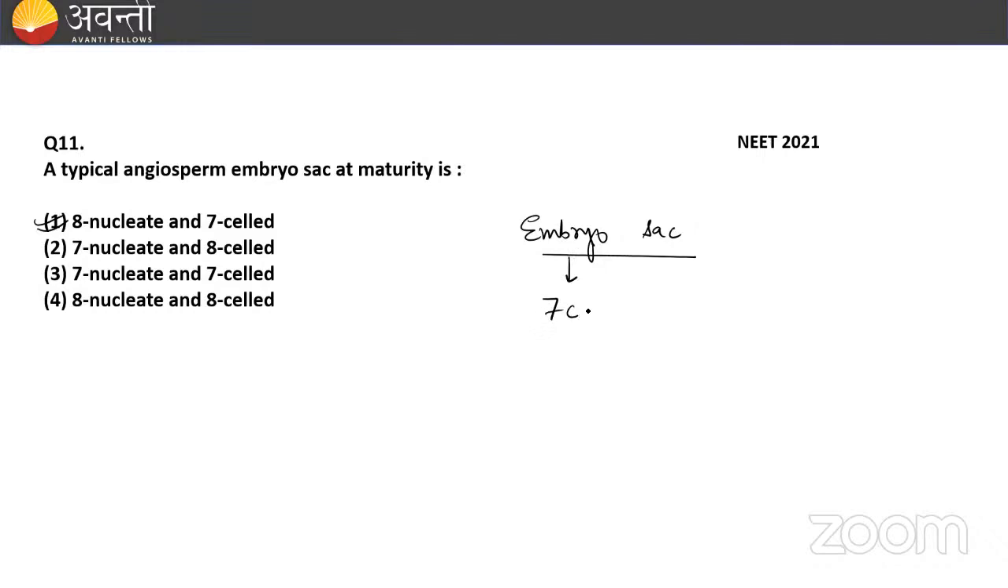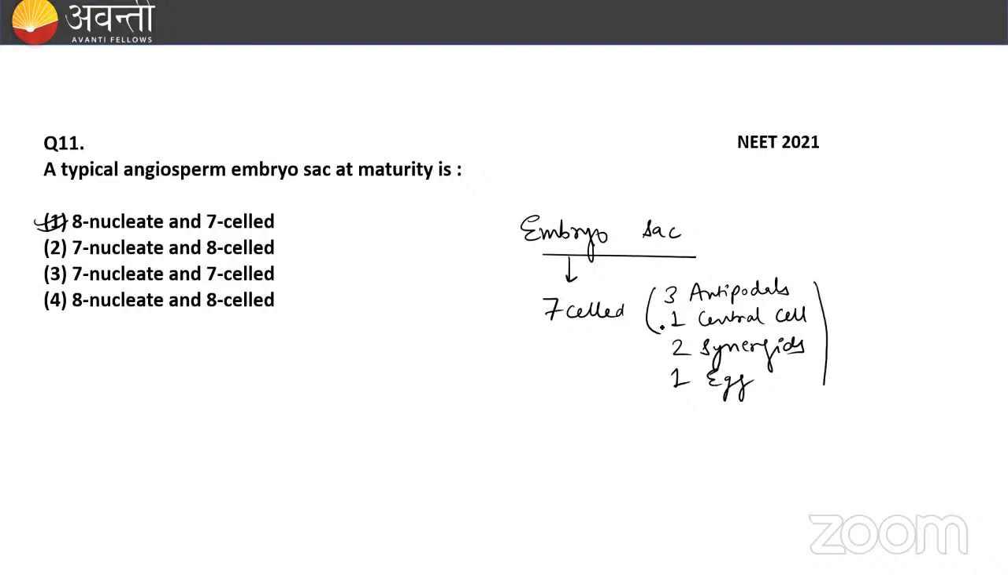So the embryo sac consists of 7 cells. Those 7 cells are 3 antipodals, 1 central cell, 2 synergids, and 1 egg cell. In total there are 7 cells and 8 nuclei, because the central cell consists of 2 polar nuclei. That is why it is 8 nucleate. So the correct option is option number 1, which is 8 nucleate and 7 cell.